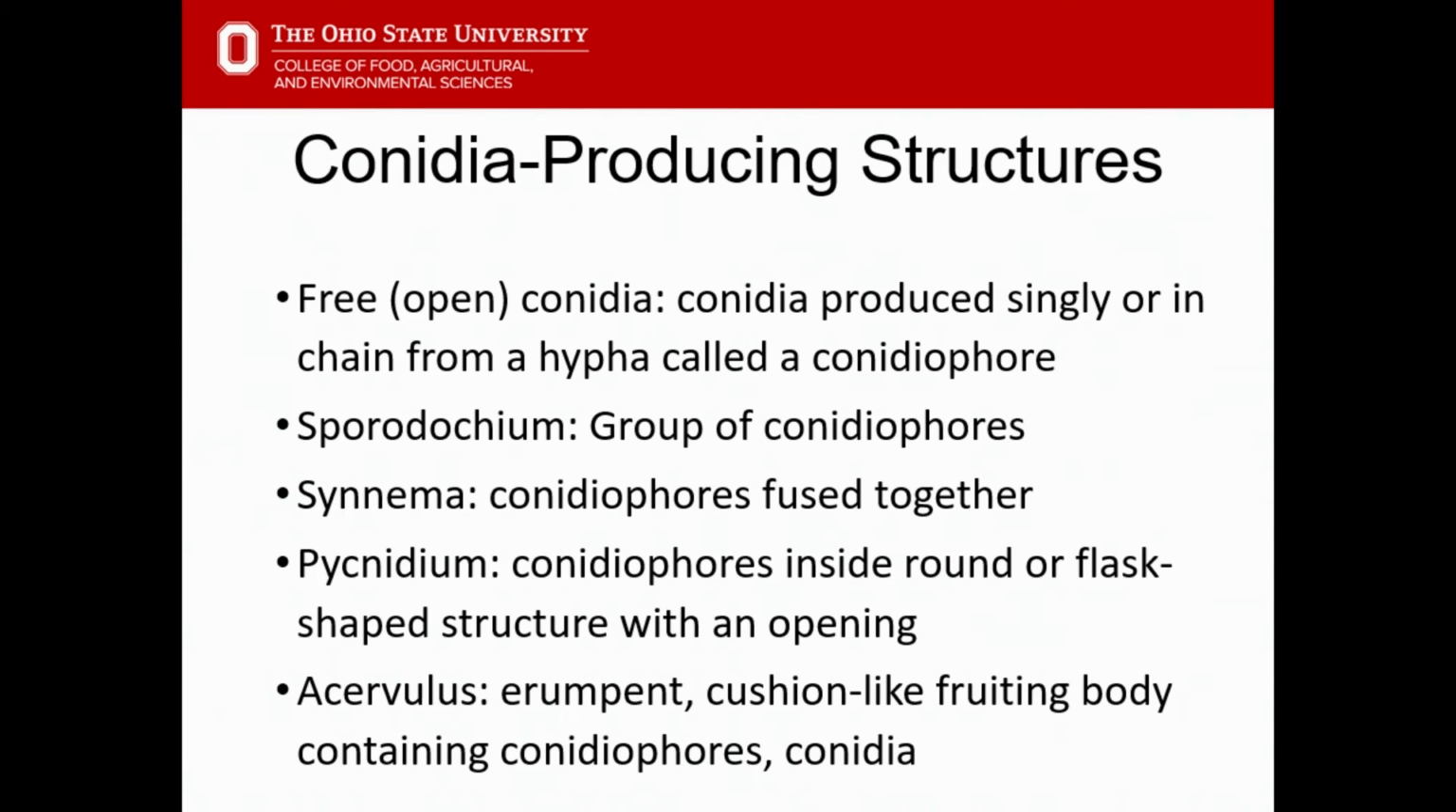These are the main types of structures producing conidia in the Deuteromycetes. Some species don't produce a structure at all, and conidia are produced on conidiophores on the plant surface. The four main structures producing conidia are sporodochia, synnemata, pycnidia, and acervuli. Diagrams of each of these are shown in the next slides.